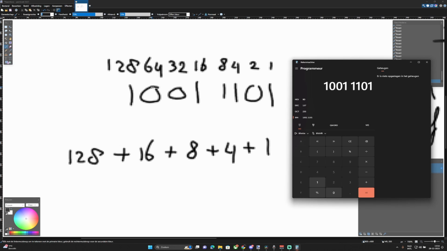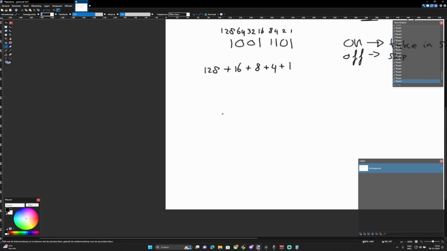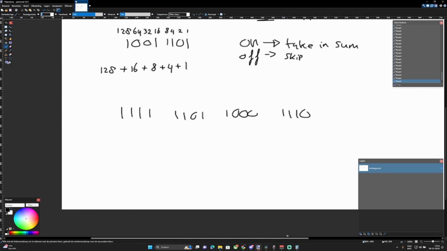And we see 1001, 1101. And that's exactly the same. And that's how simple it is to calculate in binary. Let's say we have like 1111, 1101, 1000, 1110. Okay, so this is a larger number, but it's still going to be the same.